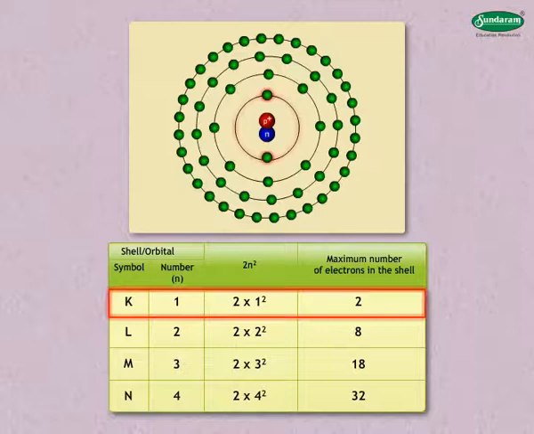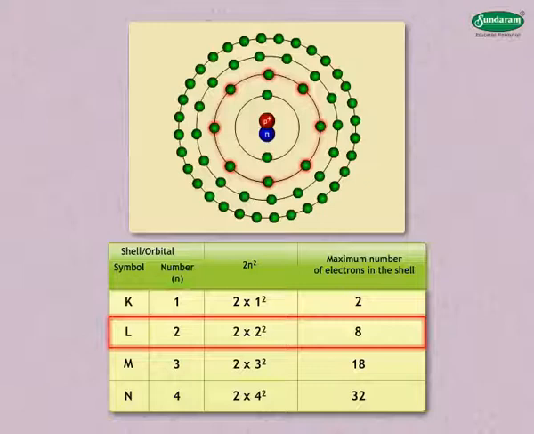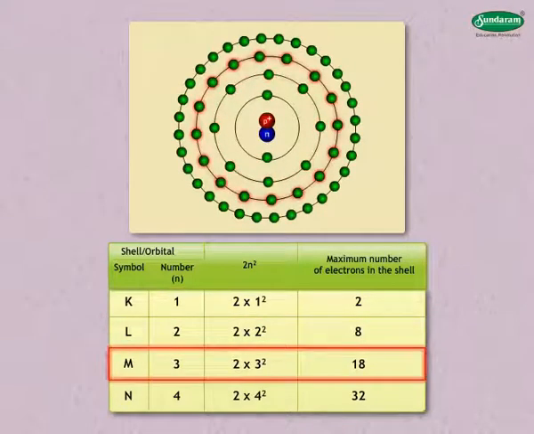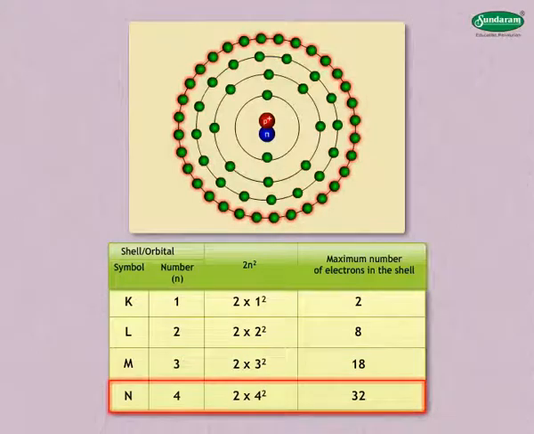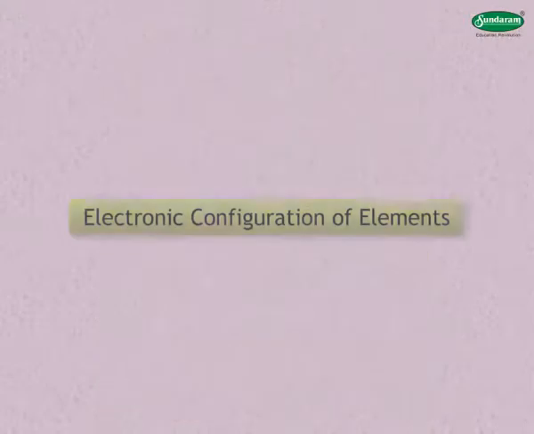The K shell can have a maximum of 2 electrons. The L shell can have a maximum of 8 electrons. The M shell can have a maximum of 18 electrons, and the N shell can have a maximum of 32 electrons. Electronic configuration of elements.